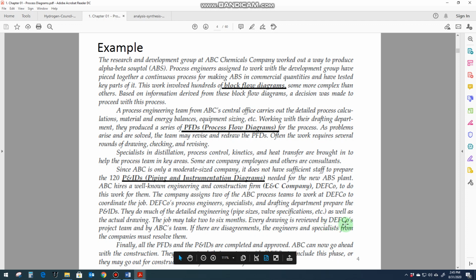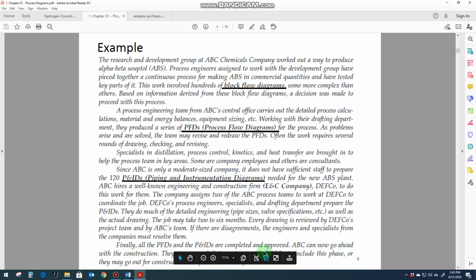Every drawing is reviewed by DEF Corporation's project team and by ABC's team. If there are disagreements, the engineers and specialists from the companies must resolve them. Finally, all the PFDs and the P&IDs are completed and approved. ABC can now go ahead with the construction and so on.